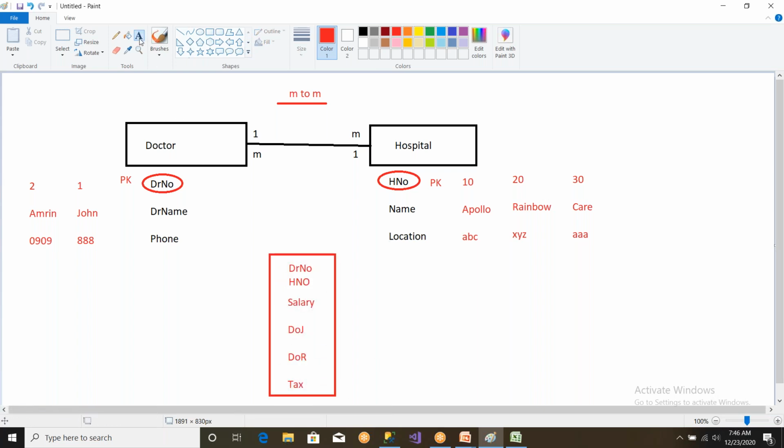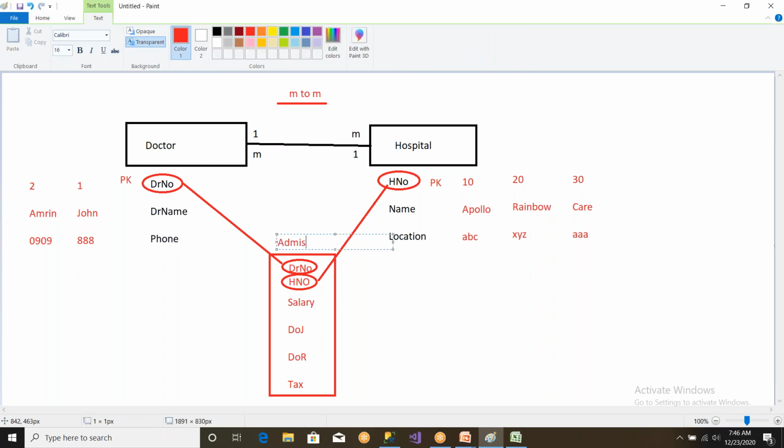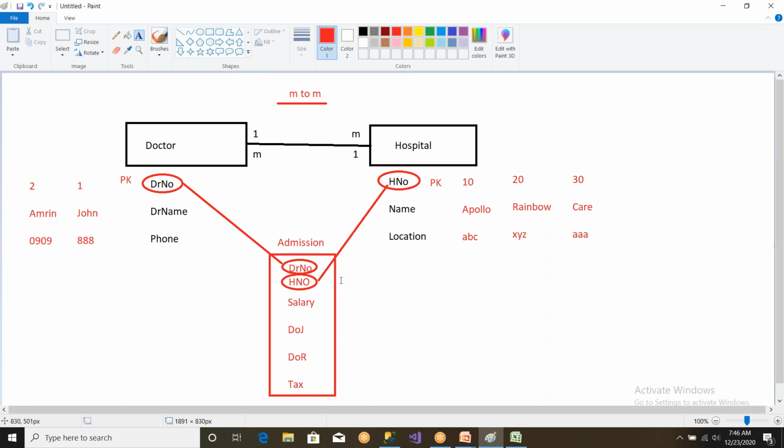Clear? This is one foreign key, and this is one more foreign key. Clear? So this is linked to this, and this is linked to this. You can create this table as an admission table or a salary table. You can give a link. Okay, now you can answer.